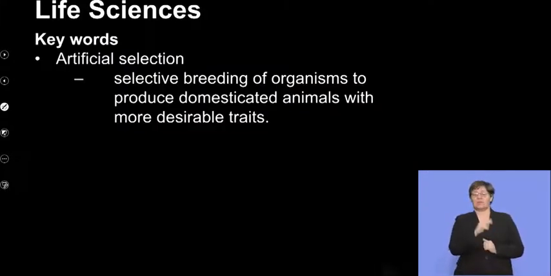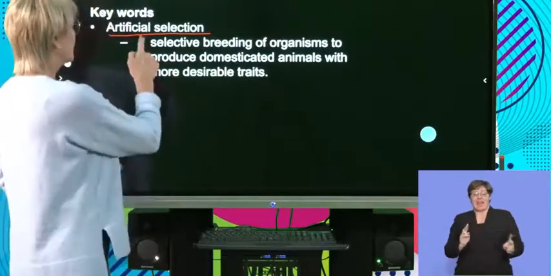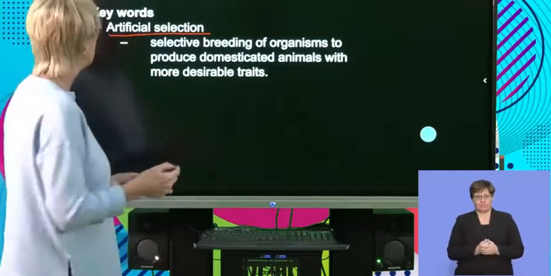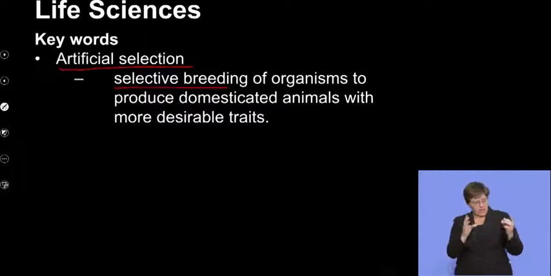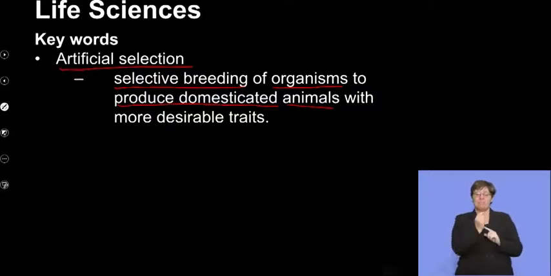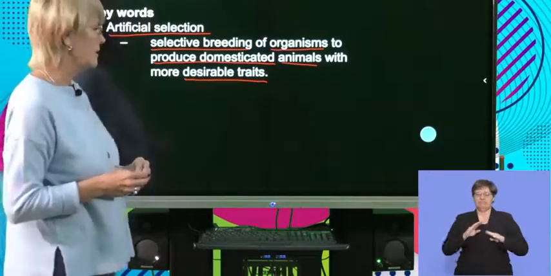Okay, so let's have a look at some of the key words. The first one is artificial selection. If we have a look at the terminology there, artificial means that we artificially select something. So in other words, it's not happening naturally. This is where humans selectively breed. So that's selective breeding of organisms to produce domesticated animals and even plants with more desirable traits. It's basically humans selecting certain characteristics that then satisfy their own needs.